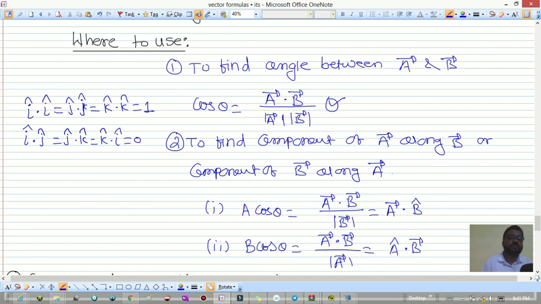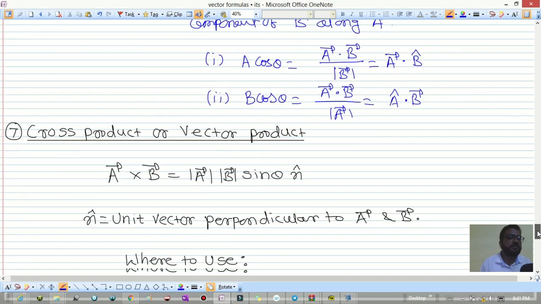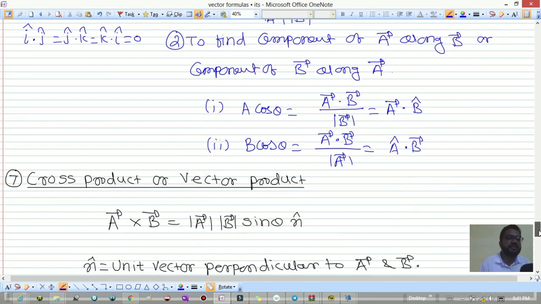Other way around also possible, right? j hat dot i hat, k hat dot j hat, i hat dot k hat. To find the component of a bar along b bar, this we have seen, right? Component of a bar along b bar. These are the scalar components. For vector components, you have to just multiply with the unit vector to find the vector component.